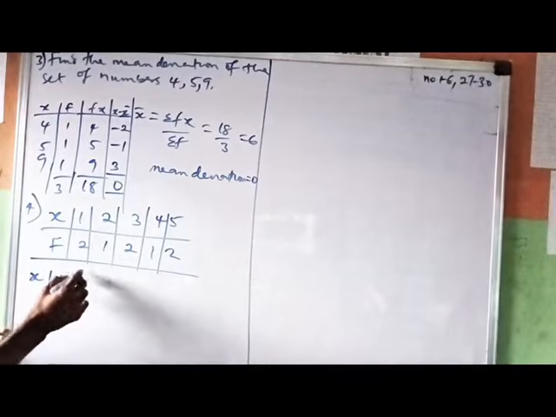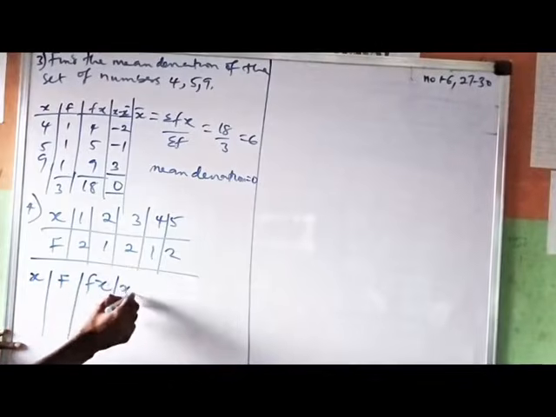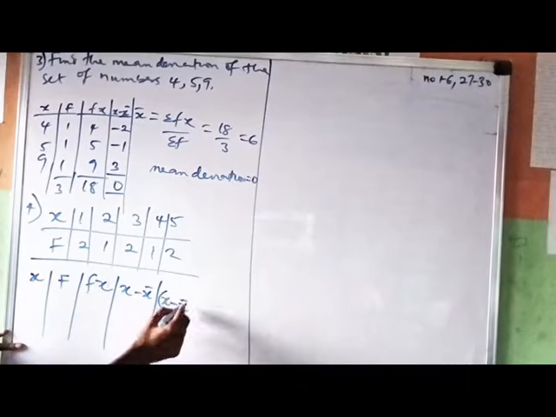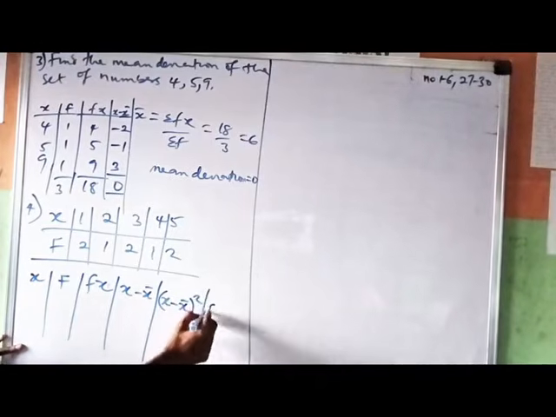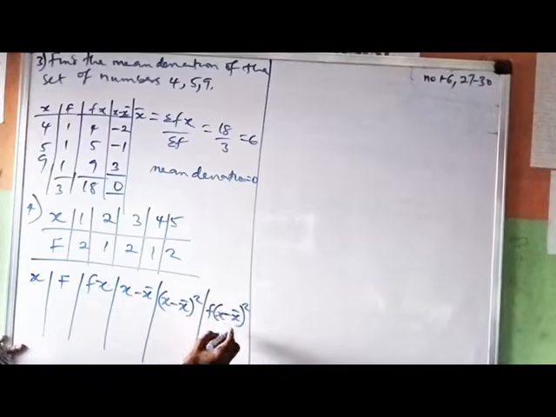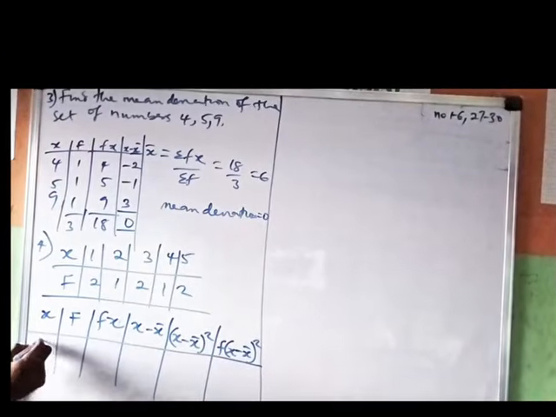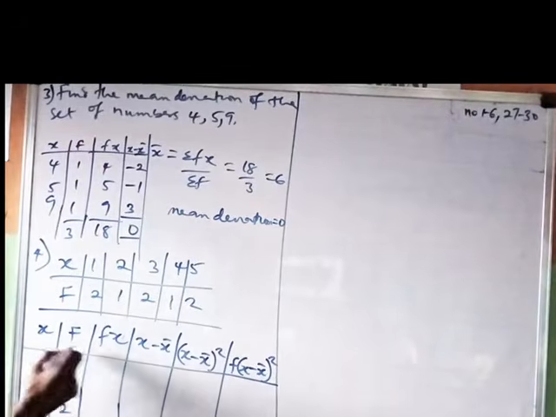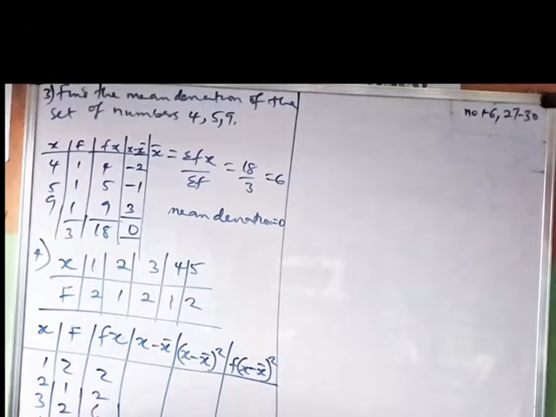X, F, Fx, x minus mean, then x minus mean squared. Then we look for f of x minus mean squared. Then we look for the summation. So this is 1, 2, 3, 4, 5. The frequency is 2, 1, 2, 1, 2. The fx will be 2, 2, 6, 4, 10.